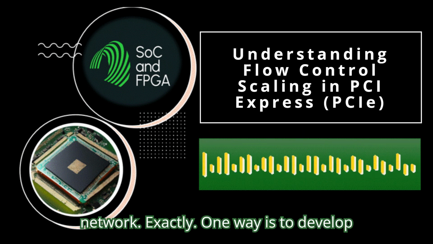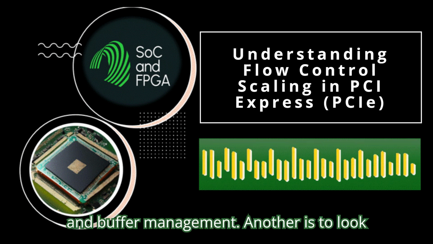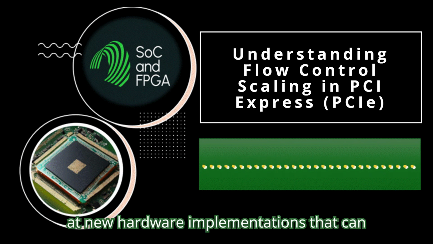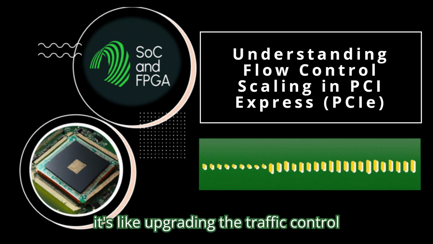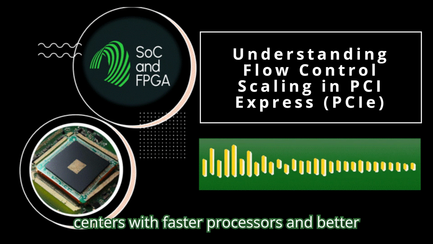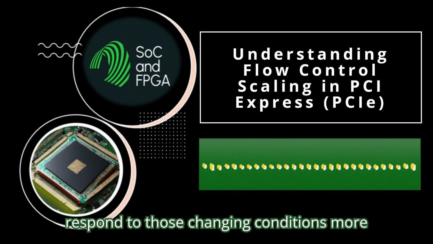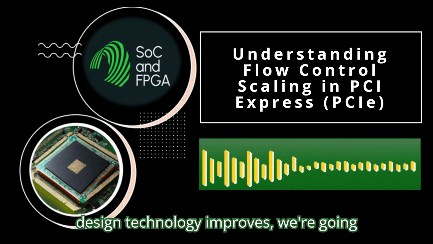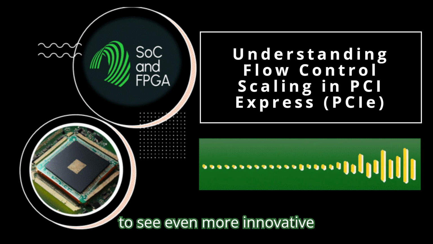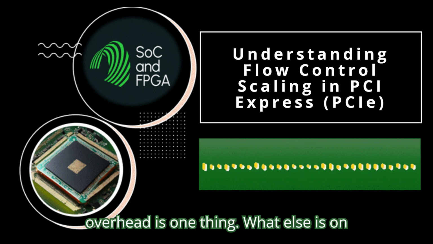Exactly. One way is to develop smarter algorithms that can make better decisions about credit allocation and buffer management. Another is to look at new hardware implementations that can handle these tasks more efficiently. So it's like upgrading the traffic control centers with faster processors and better communication links, right? So they can respond to those changing conditions more quickly. Yeah, that's a great way to think about it. And as chip design technology improves, we're going to see even more innovative hardware solutions that push the limits of flow control efficiency.